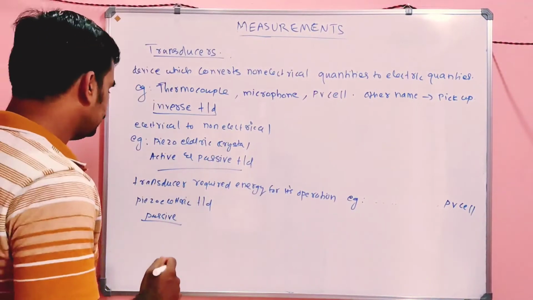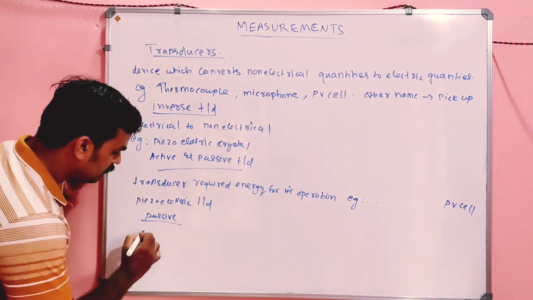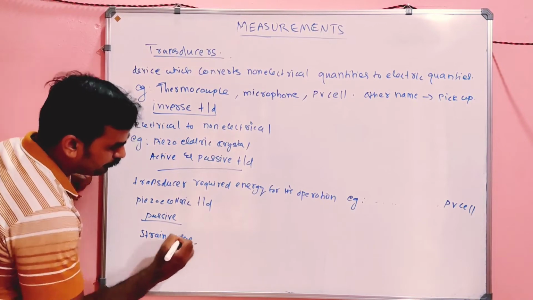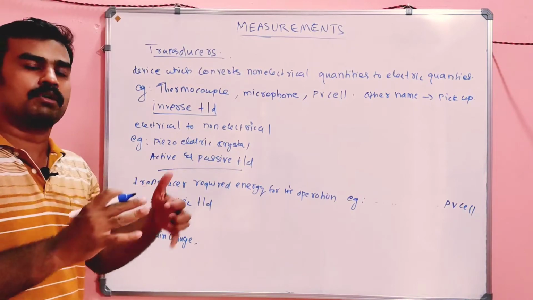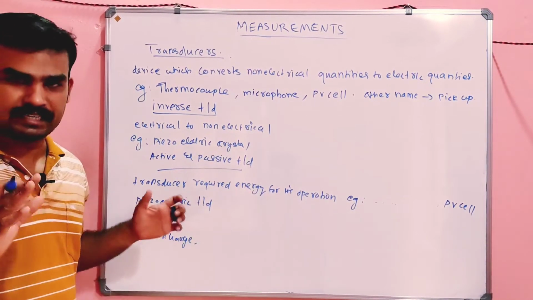Only PV cell. Strain gauge is here. Very sorry. So passive means it doesn't require any energy. For example, strain gauge. Strain gauge I will discuss later. When it is in a circuit, it has a certain voltage, but along the strain gauge itself it doesn't have any energy.